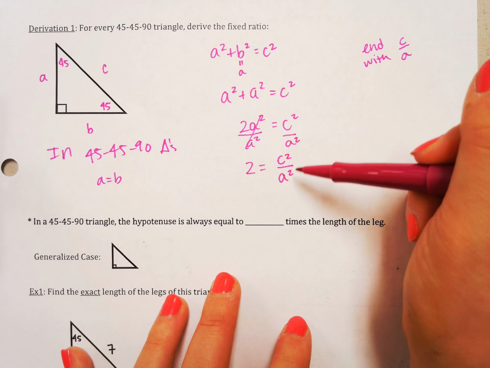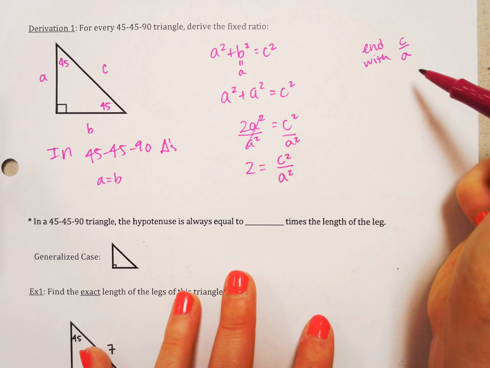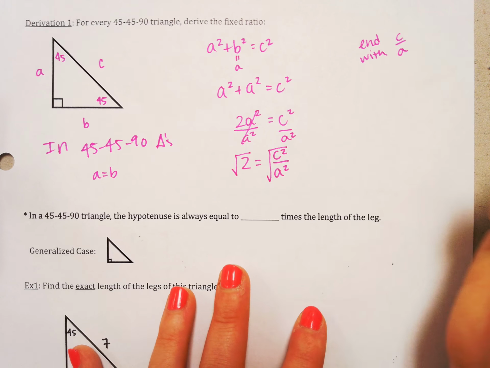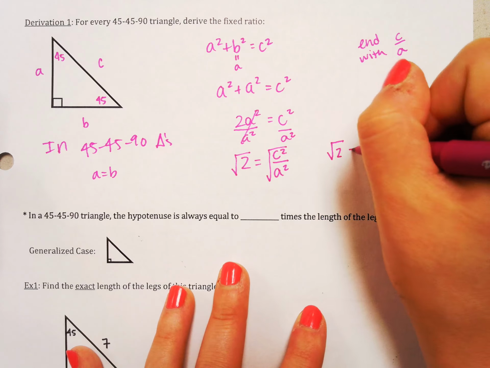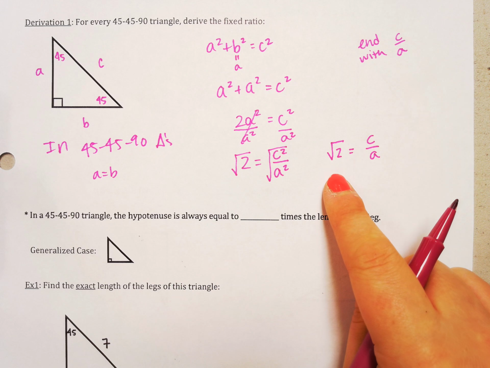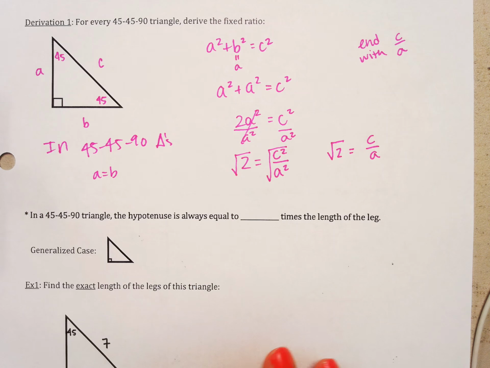And then to get this, so that I actually have C over A, both those quantities are squared, so I can take the square root. So I end up with the square root of 2 equals C over A. And technically, again, this is positive or negative, plus or minus, but this is talking about side lengths and triangles, so I know my ratio is going to be positive.